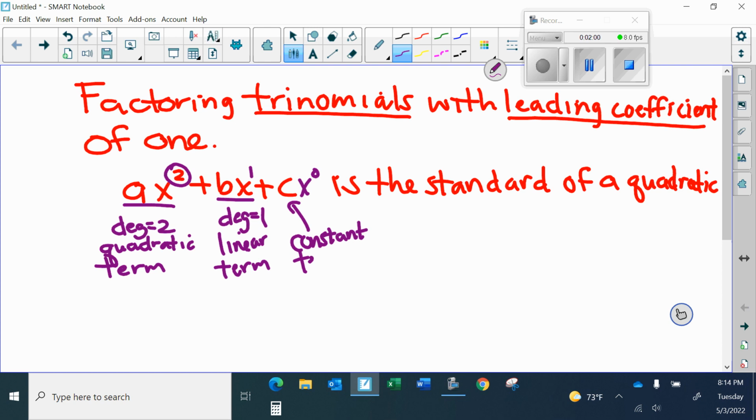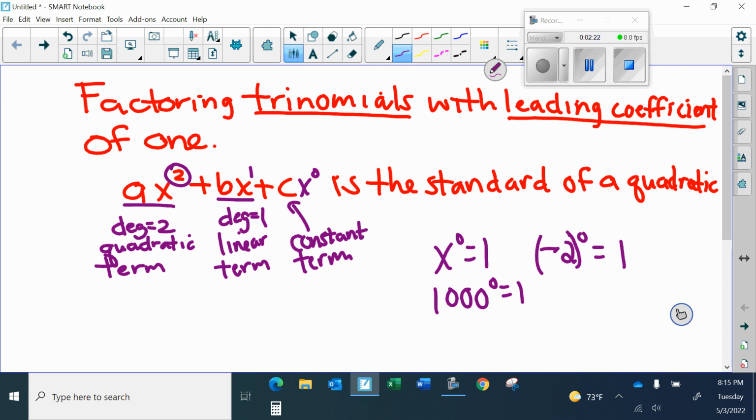Remember, anything to the 0 power besides 0 to 0 is 1. So x to the 0 equals 1. 1,000 to the 0 equals 1. Negative 2 to the 0, well, let's put it this way, I have a parenthesis on that, equals 1. Okay? 0 to 0, undefined. That's the only one that's undefined. Okay? Everything else is 1.